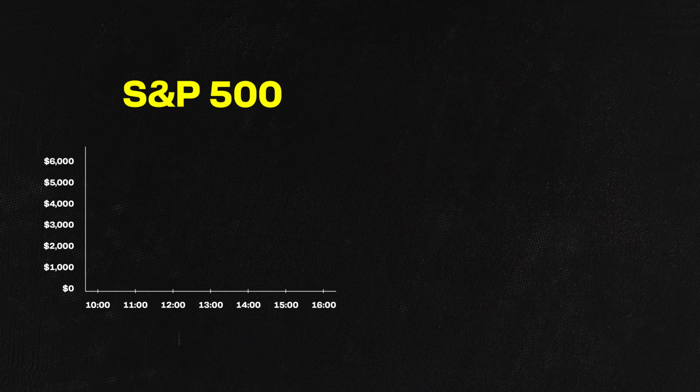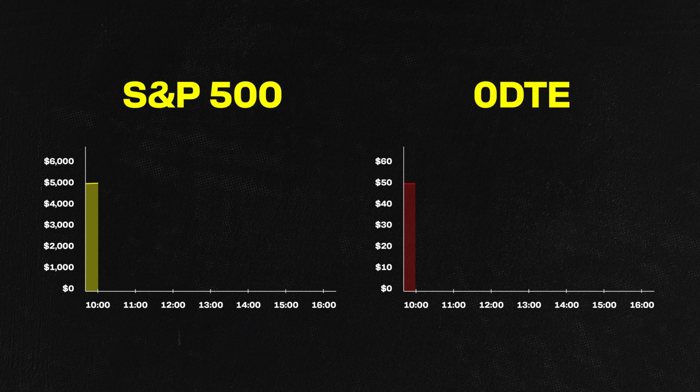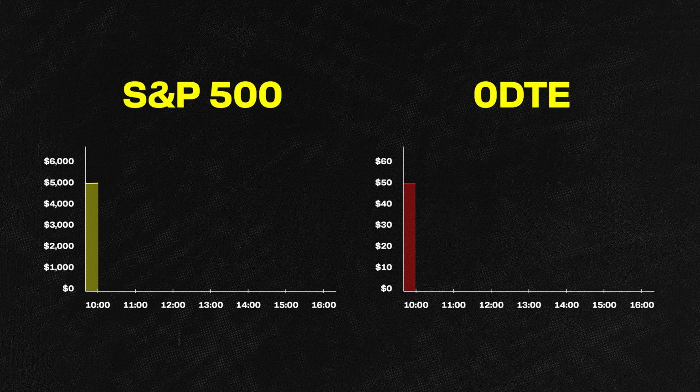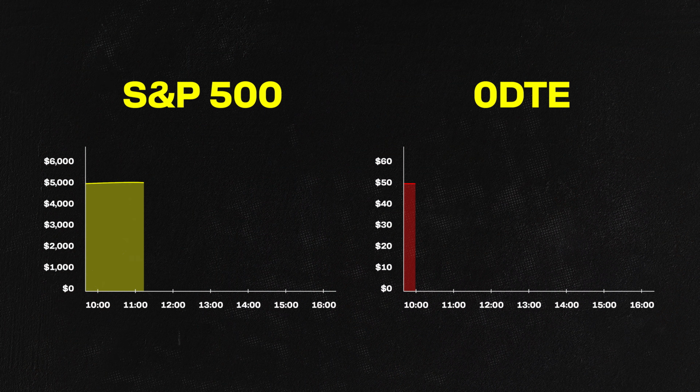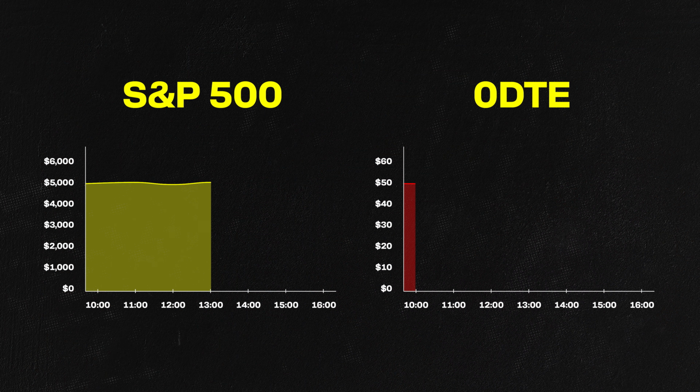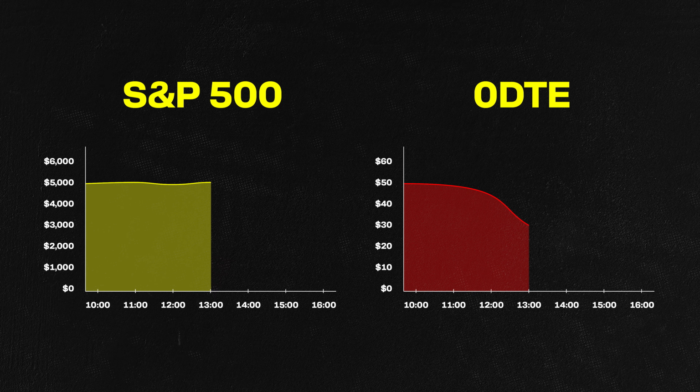Let's say the S&P 500 is trading at $5,000. At 10 a.m., you buy a zero DTE call option at the $5,000 strike price for $50. Most of that $50 is time value because the option is at the money. You're paying for the possibility that the index rallies before the close. Now imagine the S&P just drifts sideways. By 1 p.m., it's still around $5,000. Even though price hasn't meaningfully changed, your option might now be worth only $30.